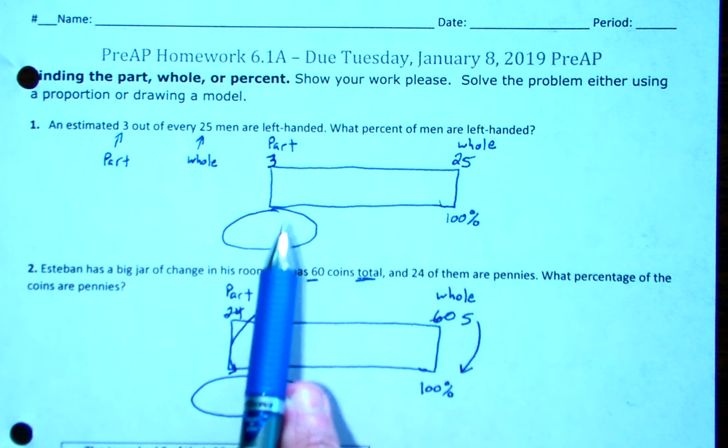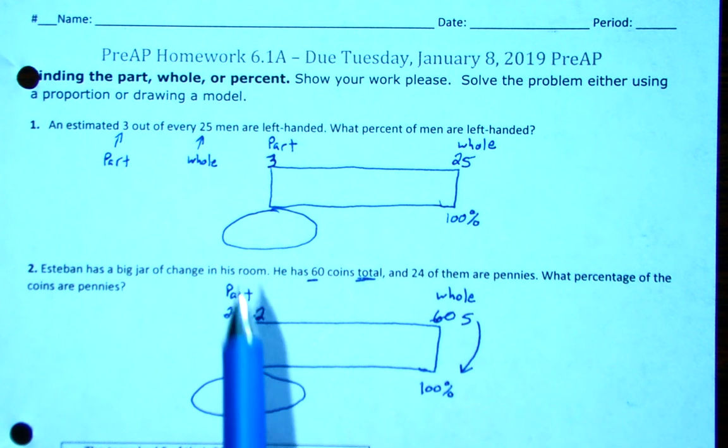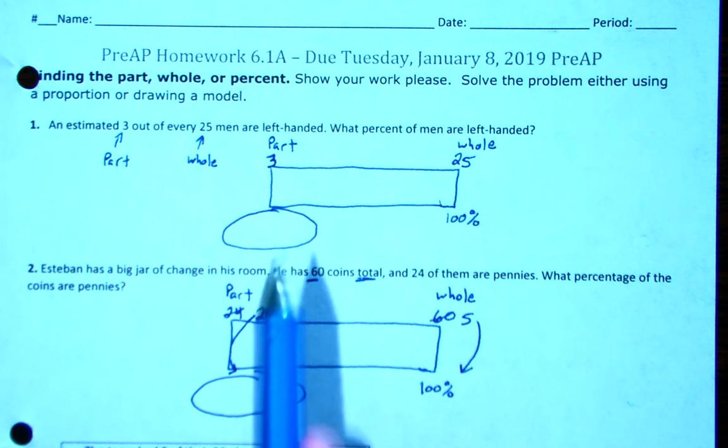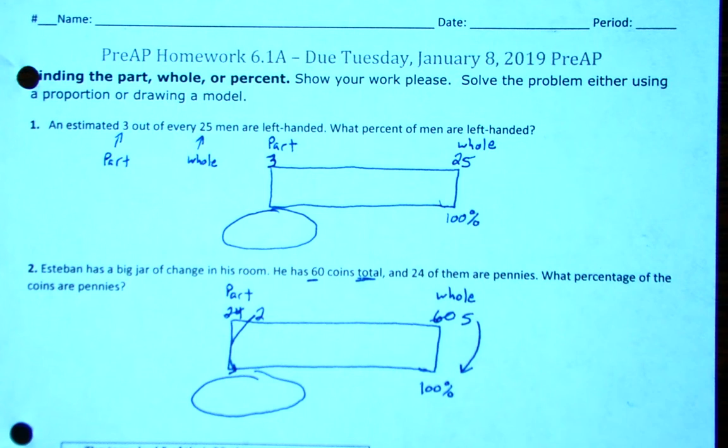Now make sure if you're solving for a percent on like numbers 1 and 2, you must put the percent sign behind your answer. If you don't, it's going to be counted wrong.